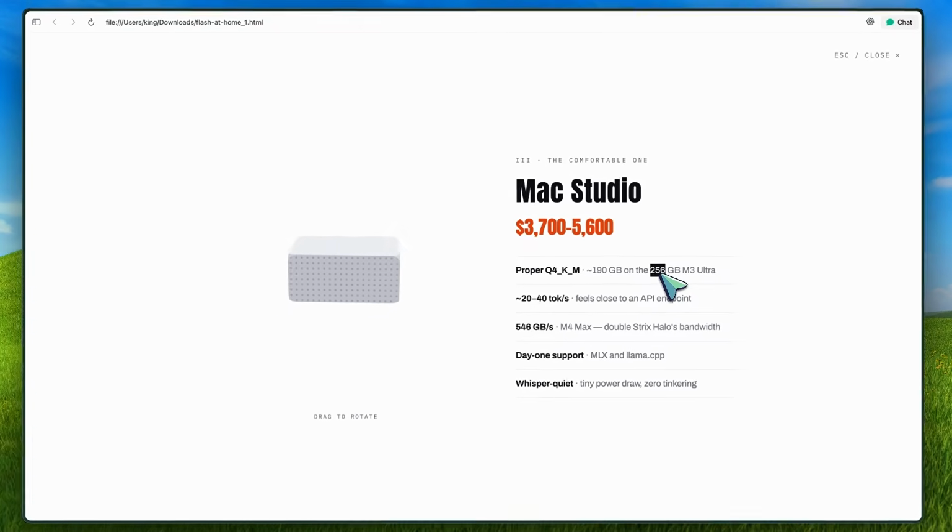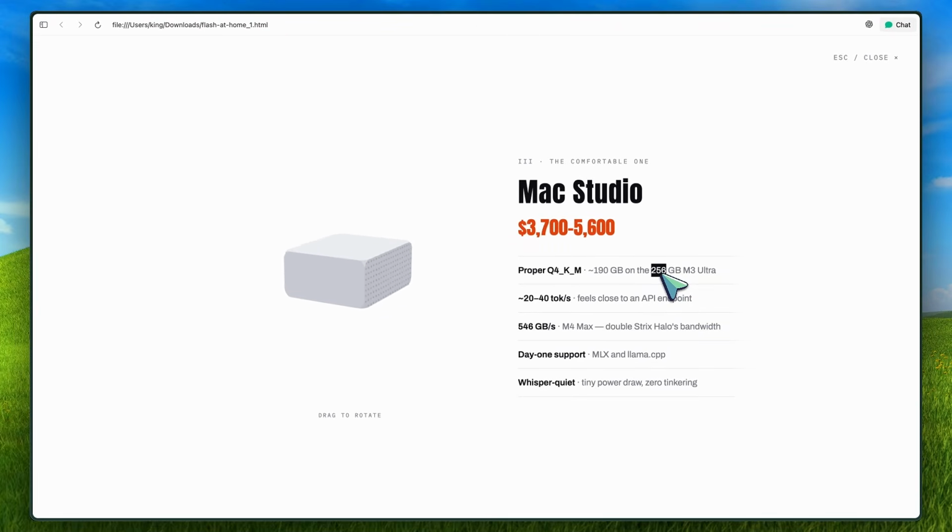For reference, NVIDIA's DGX Spark at $4,700 gets you the CUDA ecosystem, but only 128 gigs, and less bandwidth than the Mac. So if you ask me, the Mac is the better buy here.